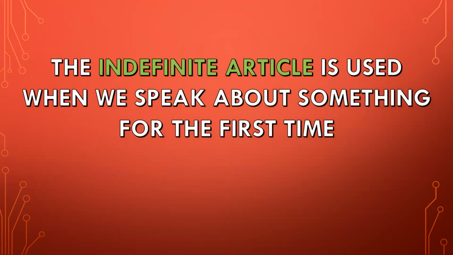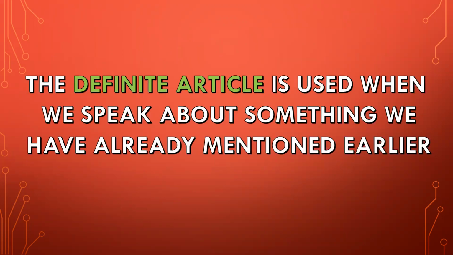The indefinite article is used when we speak about something for the first time. A cat, a mango, a table, a chair. The definite article is used when we speak about something we have already mentioned earlier. I saw the man climb the mango tree. I'm talking about a particular man climbing a particular mango tree.